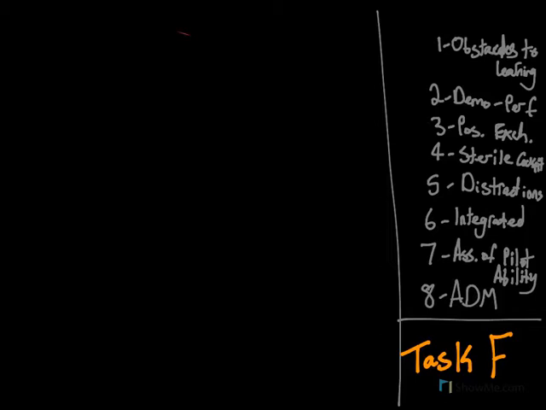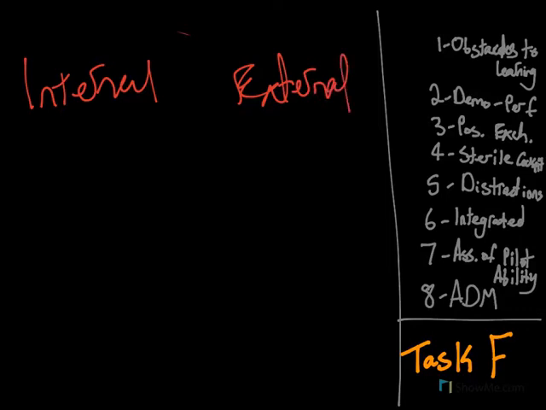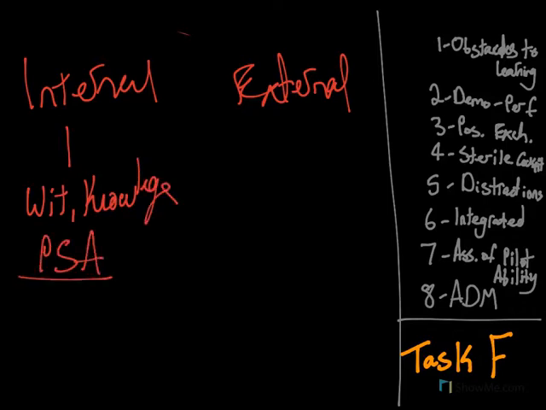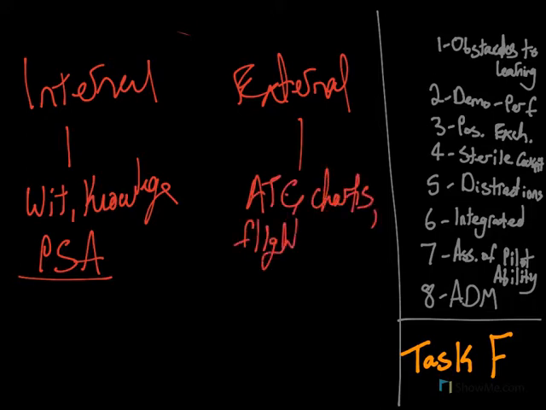With that, we also want to make sure that we have students utilizing all available resources to them, whether that's internal or external resources. Internal resources are going to be your wit, your knowledge, and your problem-solving ability. I'm just going to say it like that because I'm sure you can already see I can't write for my life. External, it's going to be something like ATC, or your charts, maybe your flight computer.